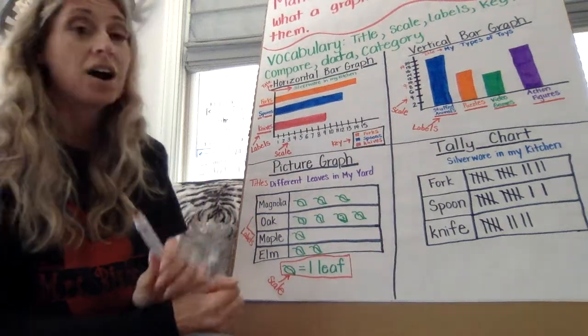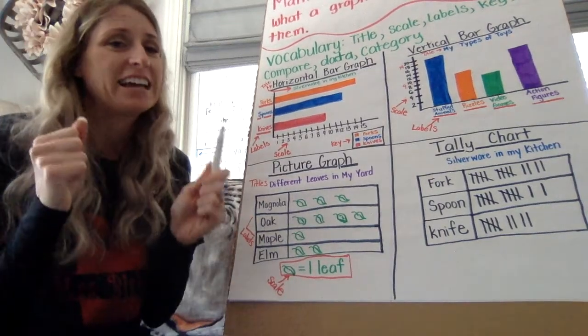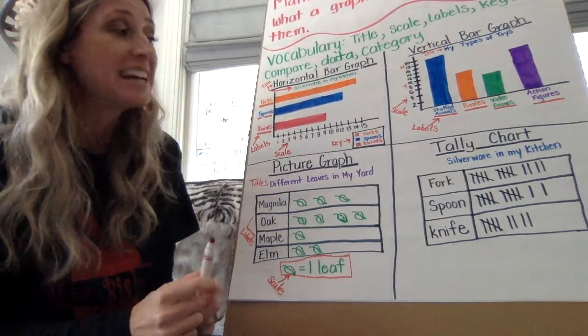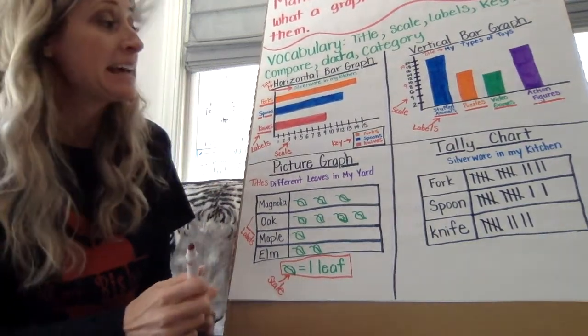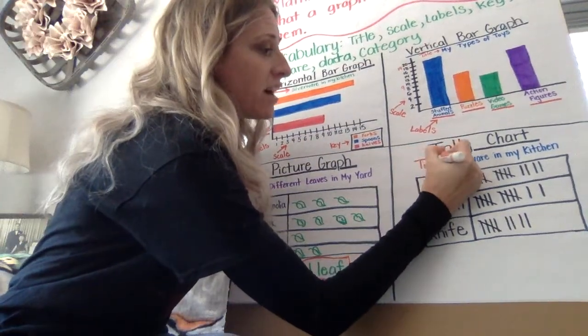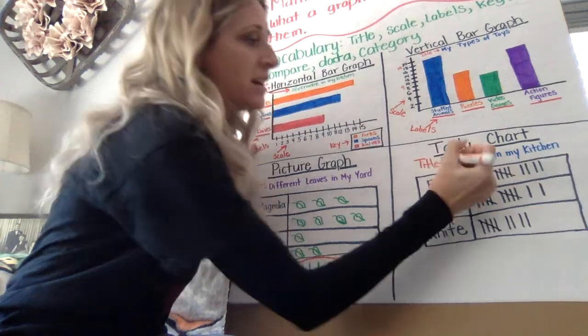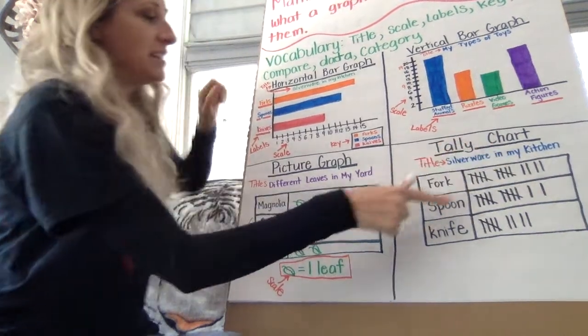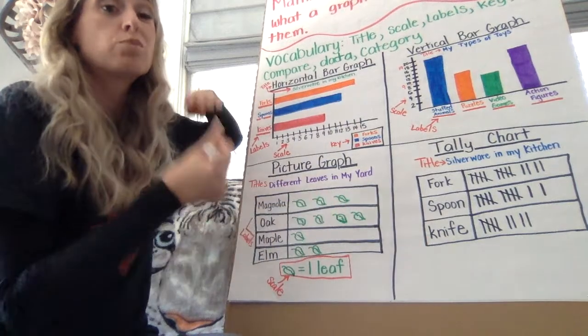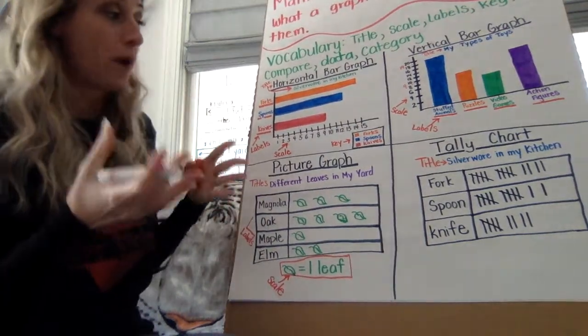Okay, all right, let's look at our last graph. Thank you for hanging in. I know this is a lot of information. It's called a tally chart. Let's take a look at our title. The title should sound familiar: silverware in my kitchen. Yes, it's the same thing, but it's represented in a different way.